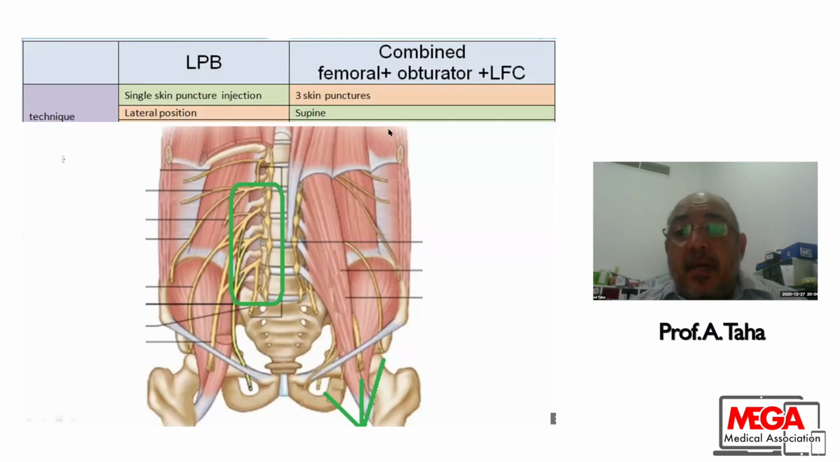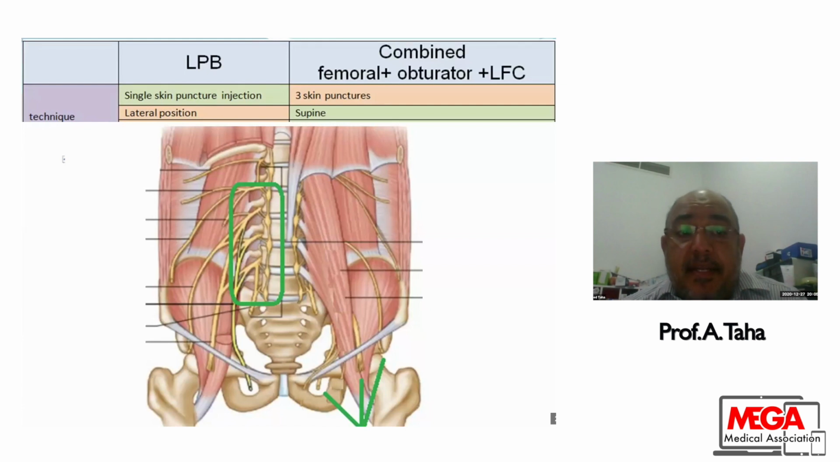Now we are going to compare some techniques with similar anesthesia distribution. The first comparison would be between the lumbar plexus block and the combined femoral, obturator, and lateral femoral cutaneous blocks. So which one is better? The lumbar plexus single injection, compared with these combined techniques, which usually require 3 skin punctures, so it's multiple punctures.